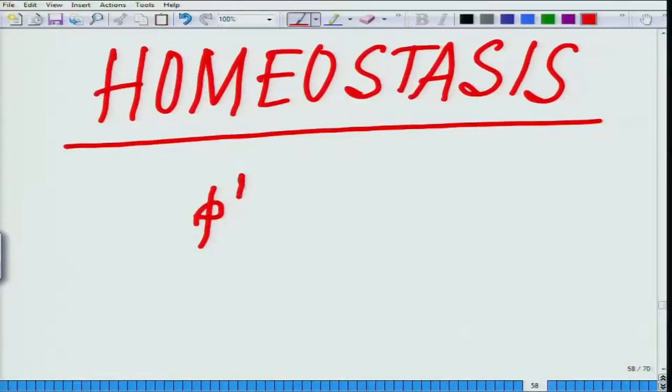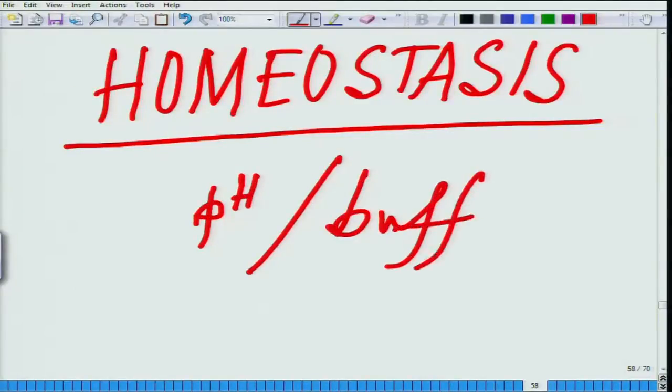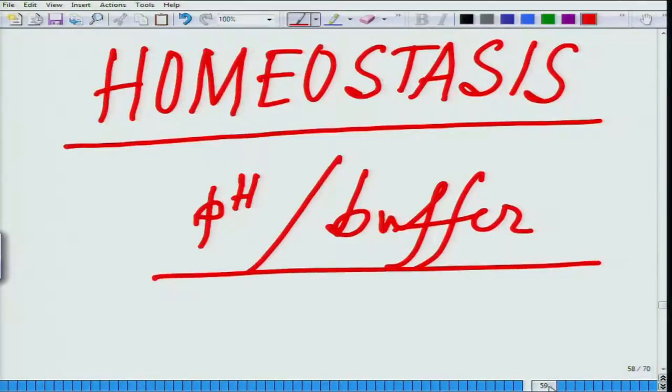One of the levels is where we talk about pH and buffering. So, from the feedback loop, we will talk a little bit about the pH and buffer systems, which regulate our body. So, these are the next two topics we are going to talk about. Let us take a practical example.